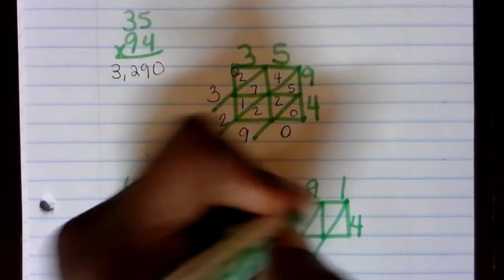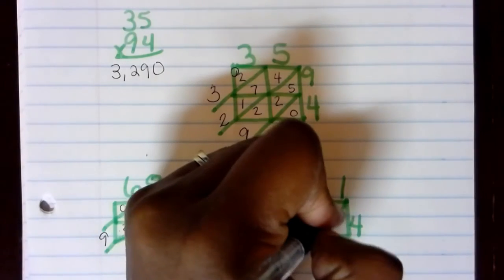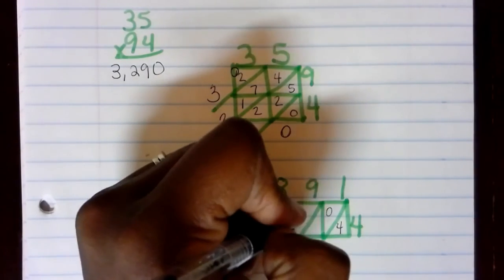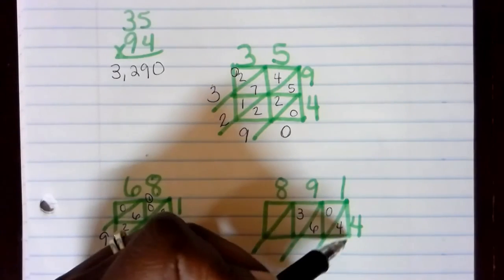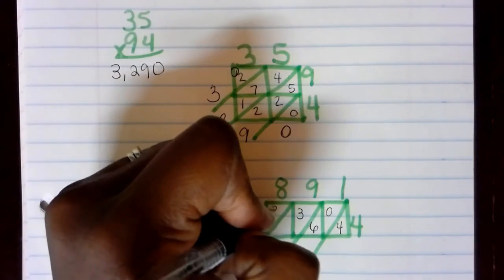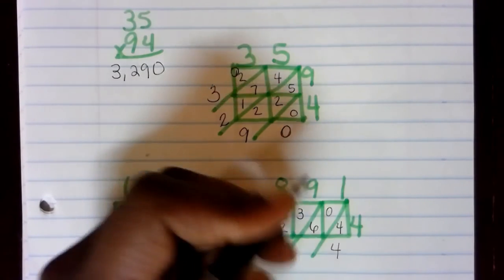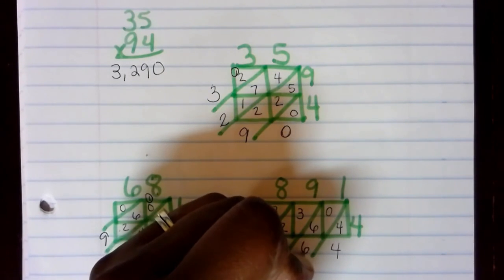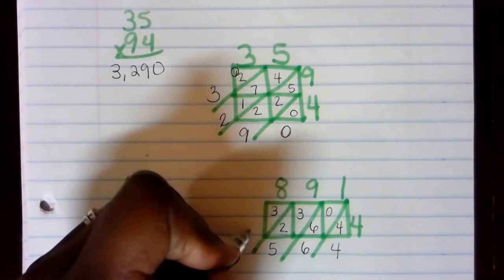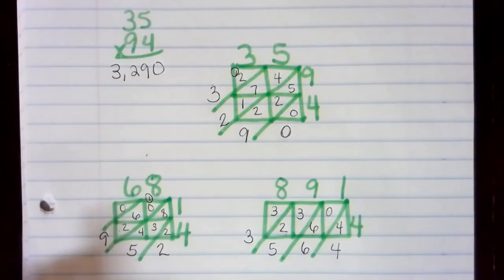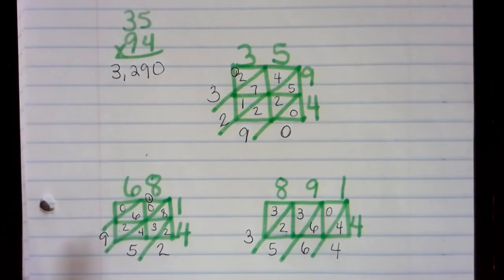1 times 4 is 4. 9 times 4 is 36. 4 times 8 is 32. Use your diagonals to add. 4, 6 plus 0 is 6. 2 plus 3 is 5, and then your 3 is by itself. So the answer to 891 times 4 is 3,564. And that is how you multiply 2 digits times 2 digits and 3 digits times 1 digit using the lattice method.